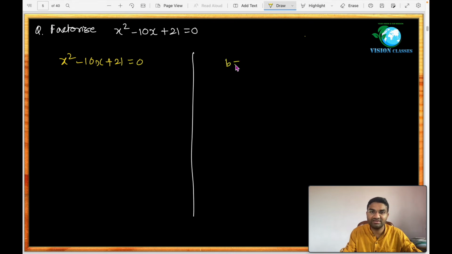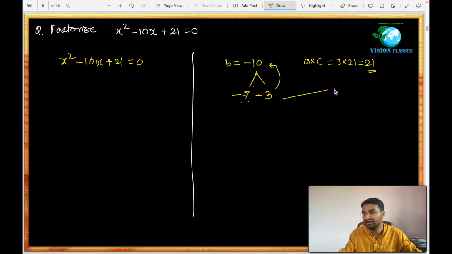What's the middle term here? B is equal to negative 10, right? And a times c is 1 times 21, which is equal to 21. So you have to split this 10 in such a way that you get 21, and that is also positive 21. Keep in mind here positive and negative signs have significant value. Okay, so here 7 times 3 is 21. So take negative 7, negative 3. So negative 7, negative 3, it will be negative 10, and negative times negative is positive, and here multiplication is positive 21.